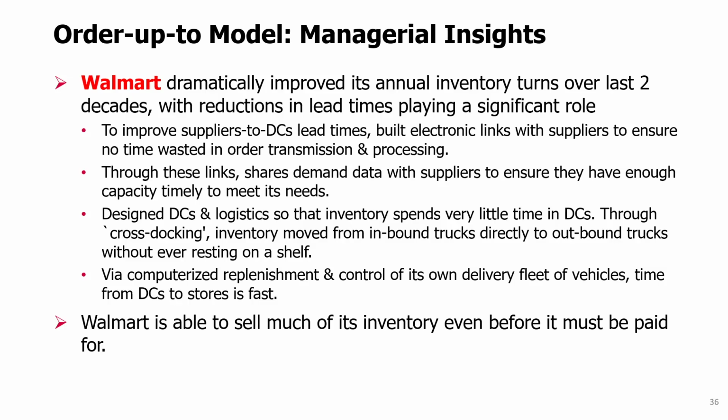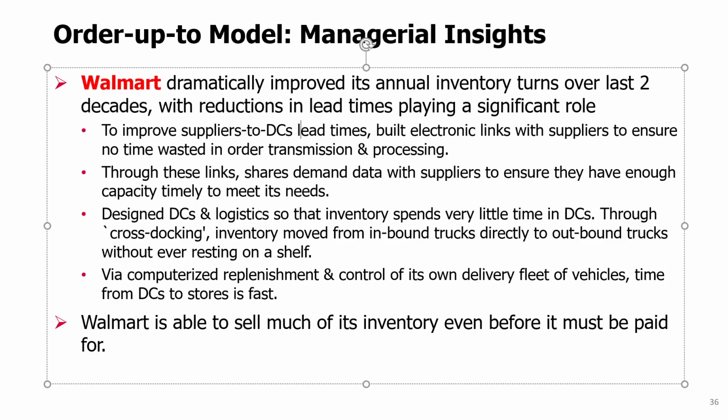Walmart is an example of a company that achieved competitive advantage through dramatically improving its inventory, particularly inventory turns, over the last 2 decades, with reductions in lead times playing a significant role. To improve supplier to distribution center lead times, they built electronic links with suppliers to ensure there is no time wasted in order transmission and processing.